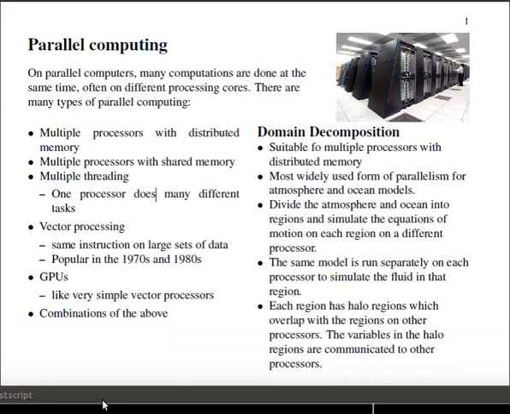So how do we run atmosphere and ocean models on these parallel computers? The most common thing to do is domain decomposition. This is suitable for multiple processor computers with distributed memory. It's the most widely used form of parallelism for the atmosphere and ocean. The atmosphere and ocean are divided up into regions, and the equations of motion are simulated on each region on a different processor. So you run the same model separately on each processor to simulate the fluid just in that region. Of course, they've all got to communicate with each other, because if you divide the atmosphere or ocean up, they're not really separate. So each region has halo regions. There are overlaps between the regions, and the variables in the halo regions are communicated with other processors.